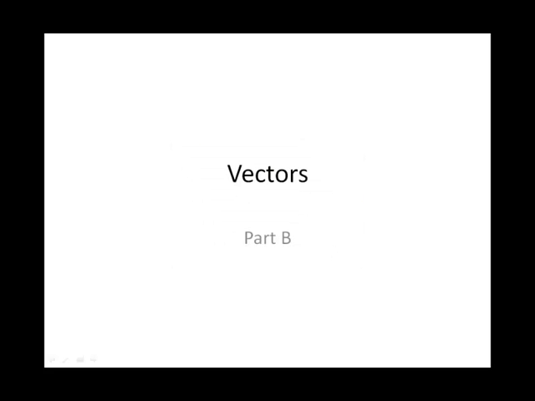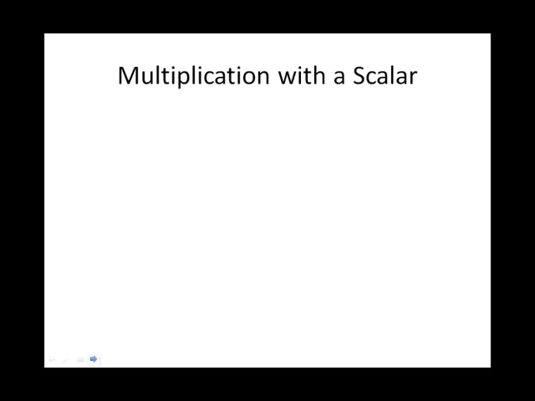Let's begin our next discussion now on vectors. In this discussion we're going to begin talking about multiplication with vectors, and there's going to be three different kinds. First off, there's going to be multiplication with a scalar quantity. Remember, a scalar now has a magnitude but not a direction.